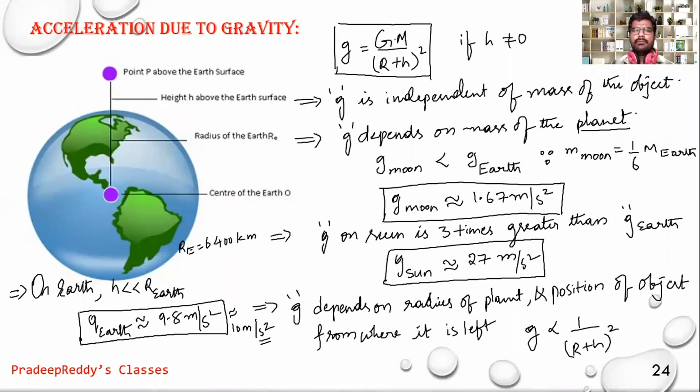So this is how acceleration due to gravity depends on different factors, and the variation of acceleration due to gravity. Tomorrow, in the next lecture, we will continue with acceleration due to gravity and its variations upon different factors.